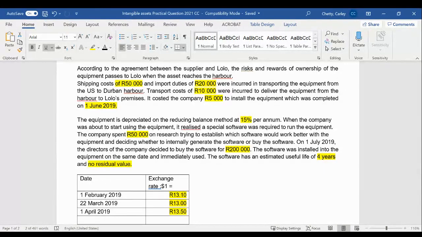So what is our depreciation period here? How are we going to calculate our depreciation? Okay, so how many months are we going to include for our depreciation? Are we going to start depreciating the assets from the 1st of June or the 1st of July? So when will we start depreciating the asset? Once it is installed or only once the software has been installed?